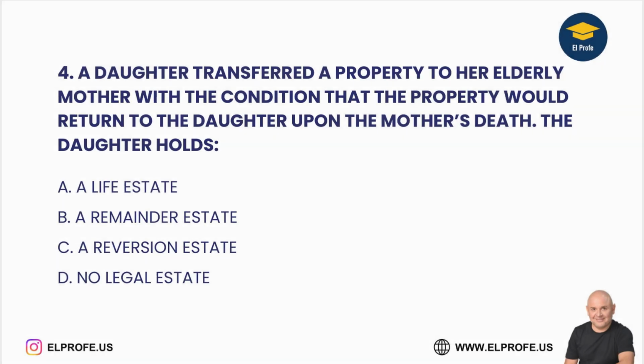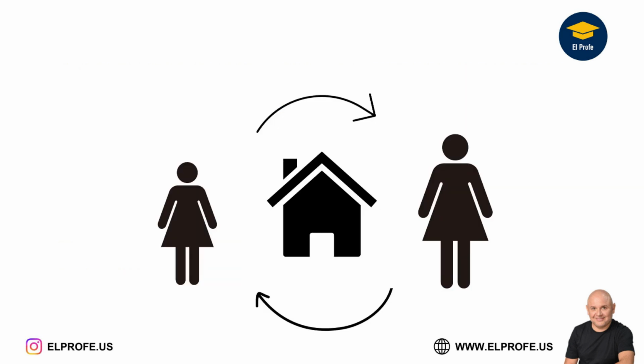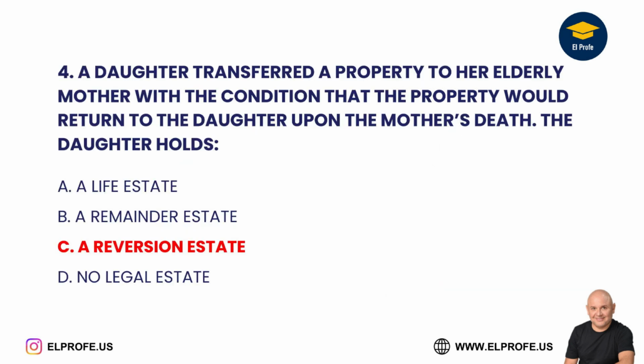Question 4. A daughter transferred a property to her elderly mother with the condition that the property would return to the daughter upon the mother's death. What does the daughter have? Let's set it up like this. A daughter gives her mother a property with the condition that the property will return to her at her mother's death. In this case, the mother, although that's not what the question asks, has a life estate, and the daughter has a reversion estate, option C.